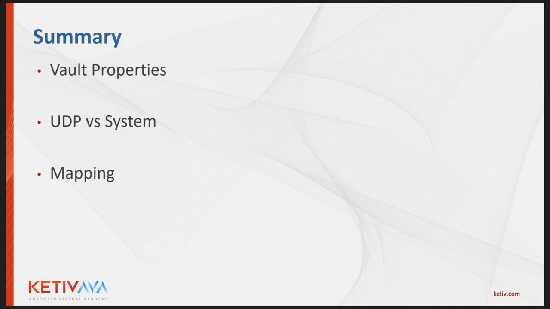We're going to go back here. Vault properties, you have your system properties, like we said, not as customizable. They're there and they're stuck there. However you want to use them, you can make them searchable or not, but they're in the system. UDPs, or user-defined ones, are the ones that you can basically make do your bidding, make sure that they're working for you and showing up where you need them to.